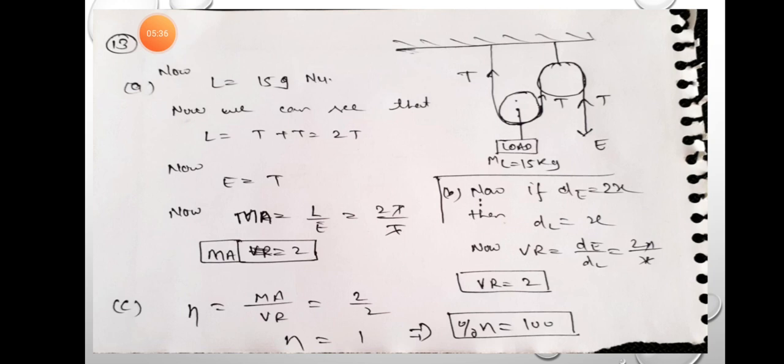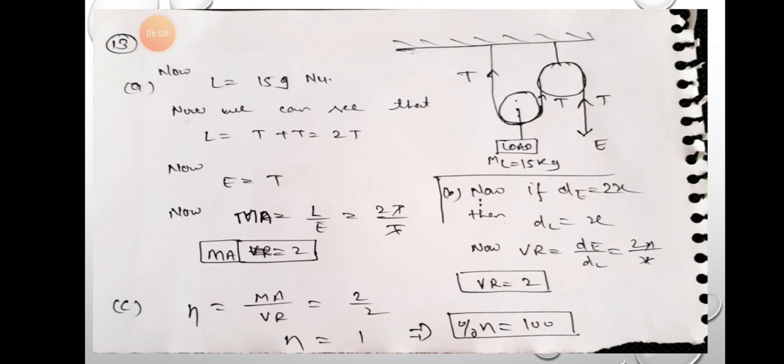Now moving ahead to question number 13. In this question you have been given two pulleys. One is a fixed pulley and the second pulley is movable. It can move up and down. The mass of the load is given as 15 kilogram. So to get the load, 15 is multiplied by small g, so we'll get L is equal to 15g Newton. Now we have to calculate velocity ratio, MA, and efficiency.